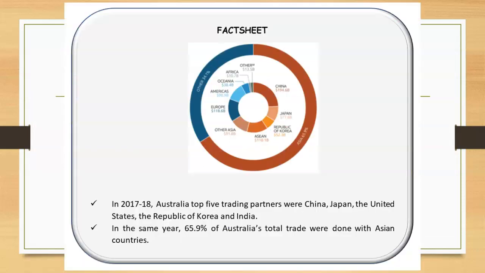Okay, now one example I can show here is very good. If you look at this chart here, we are looking at total trade between Australia and the rest of the world. 65.9% of Australia's total trade were done with Asian economies, and these are developing economies. That's how important Asian economies are to the Australian economy and how they can benefit them.